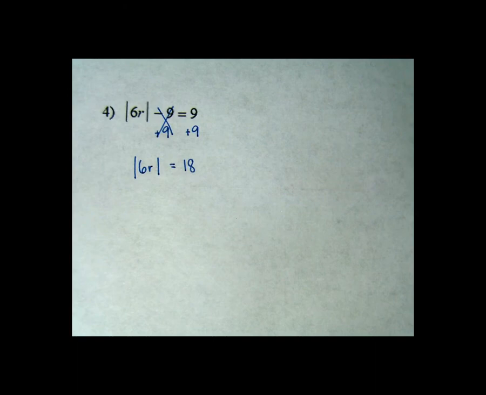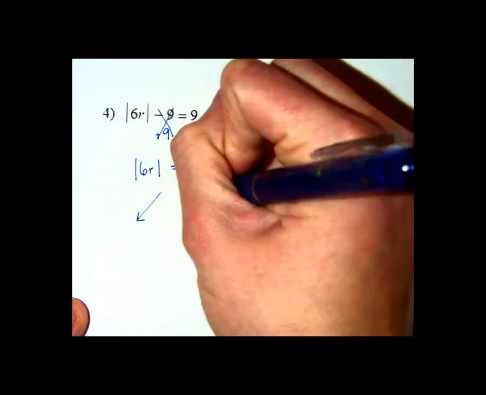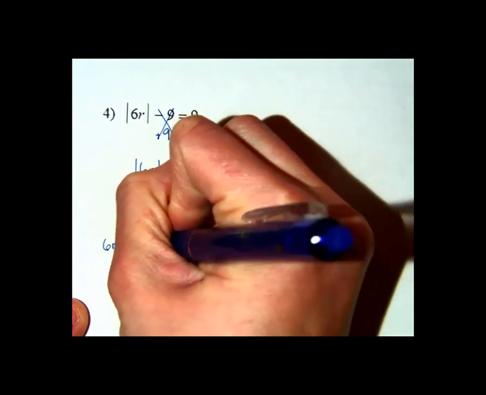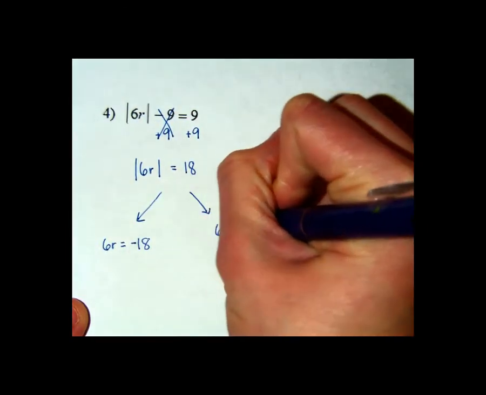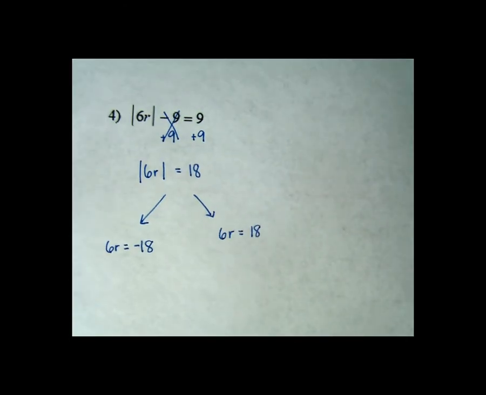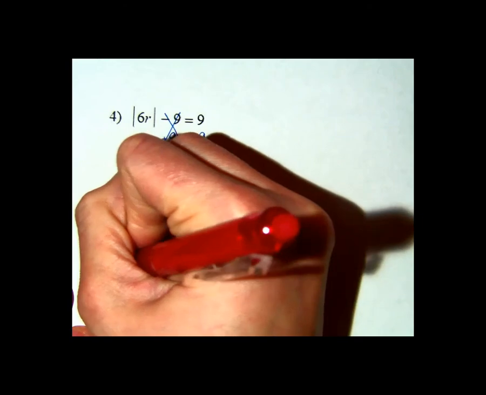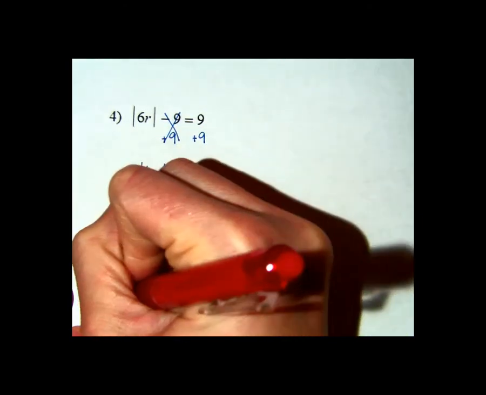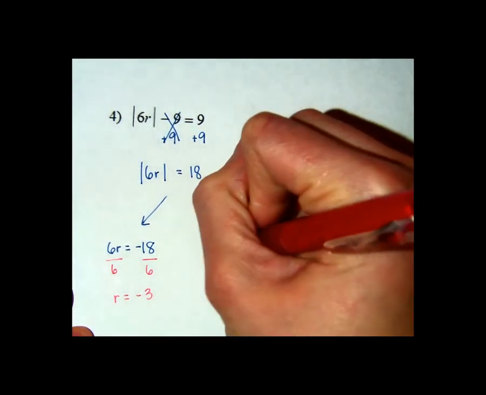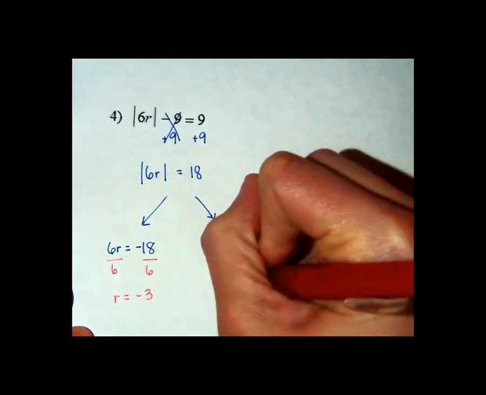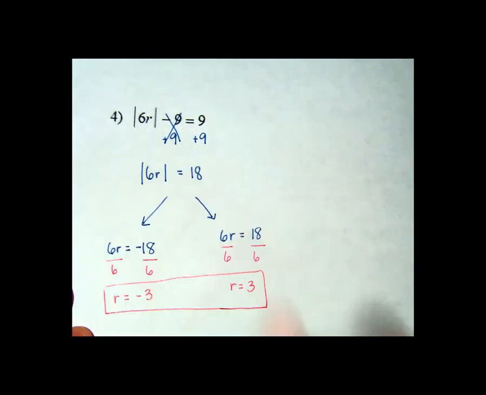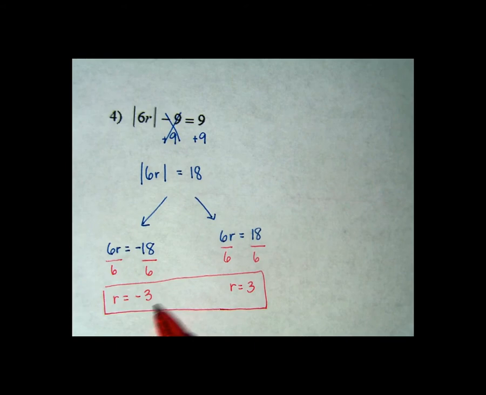Again, step 2, create 2 cases. 6r equals negative 18. 6r equals positive 18. Step 3, solve them. Divide by 6. Divide by 6. R equals negative 3. That's one answer. Divide by 6. And divide by 6. R equals 3. There are my 2 answers.